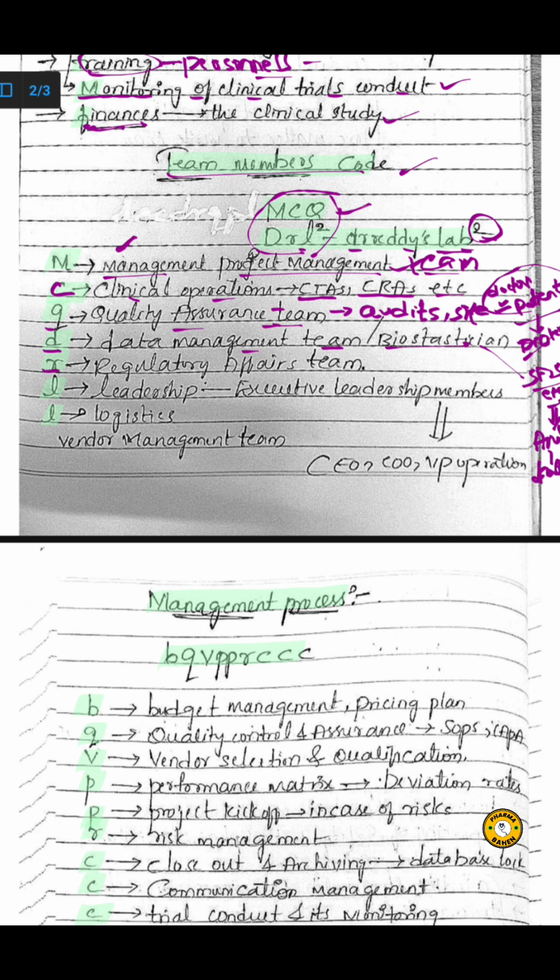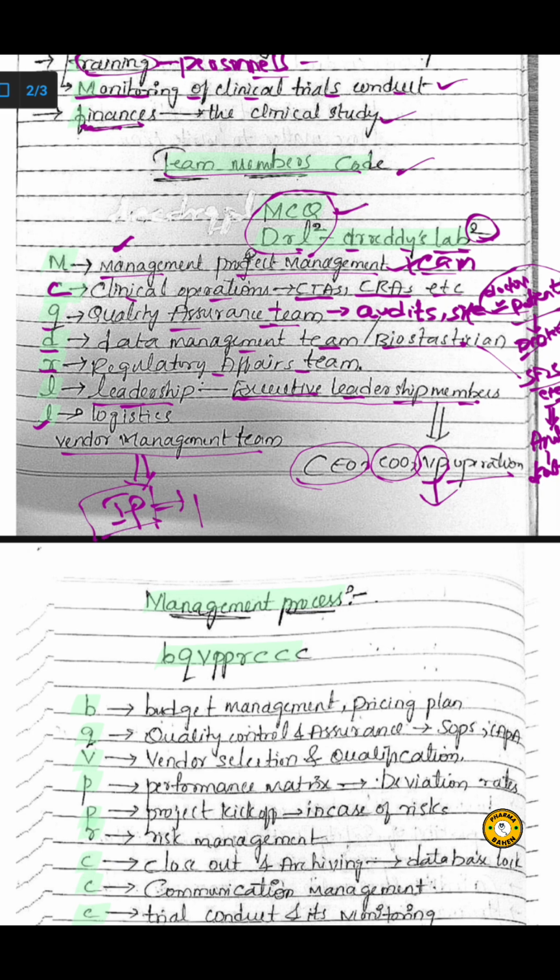And then we have the regulatory affairs team and leadership, the superior ones, like the executive leadership members: CEO, COO, VP operations, like VIPs, let's say. And logistics, like vendor management. They have to get the IP, the investigational product. The purchases for that are under the control of this vendor management team.